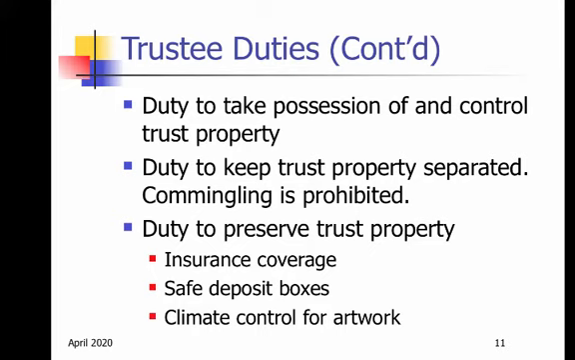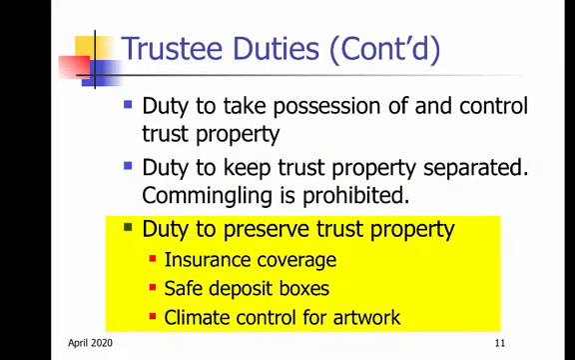There is the trustee's duty to take possession and control the trust property. There is a duty to keep the trust property separated from the trustee's property or the property of anyone else. This is the duty that prohibits commingling. As we prepare accountings for trusts, it still amazes me how frequently the duty not to commingle is breached. It always takes a lot of time to untangle the accounting mess that results from commingling.